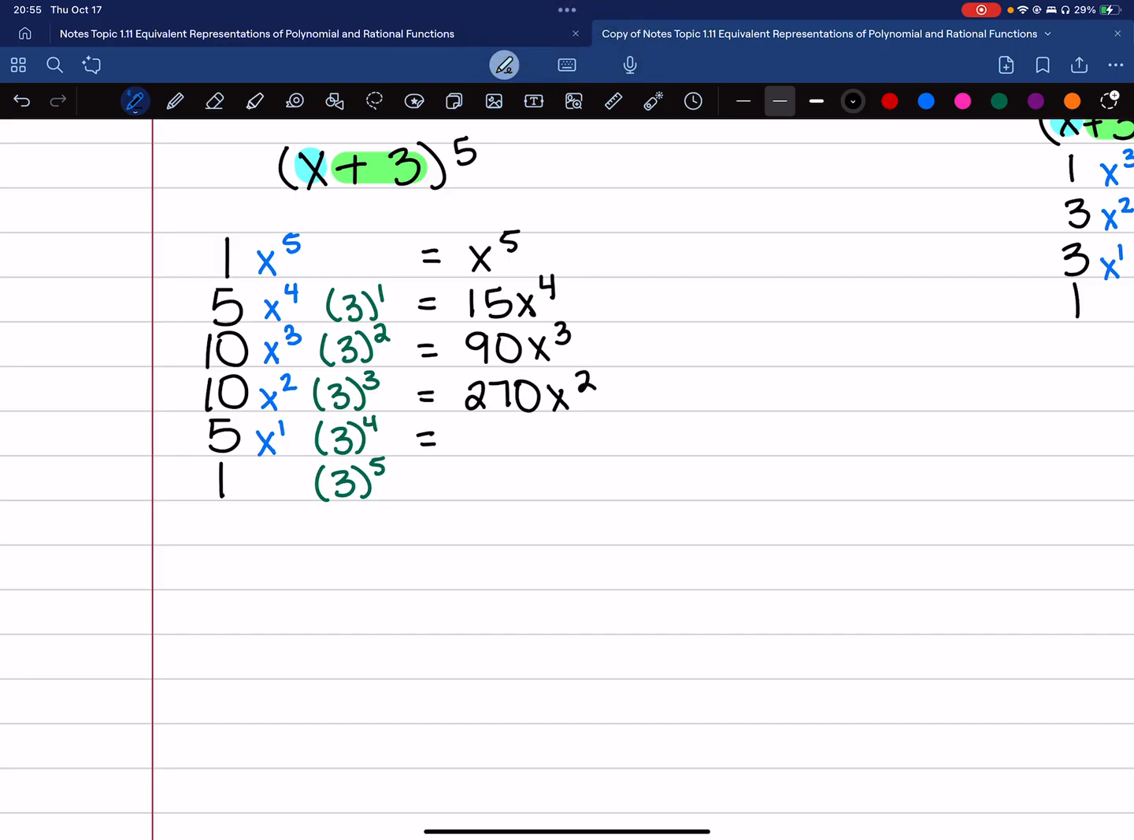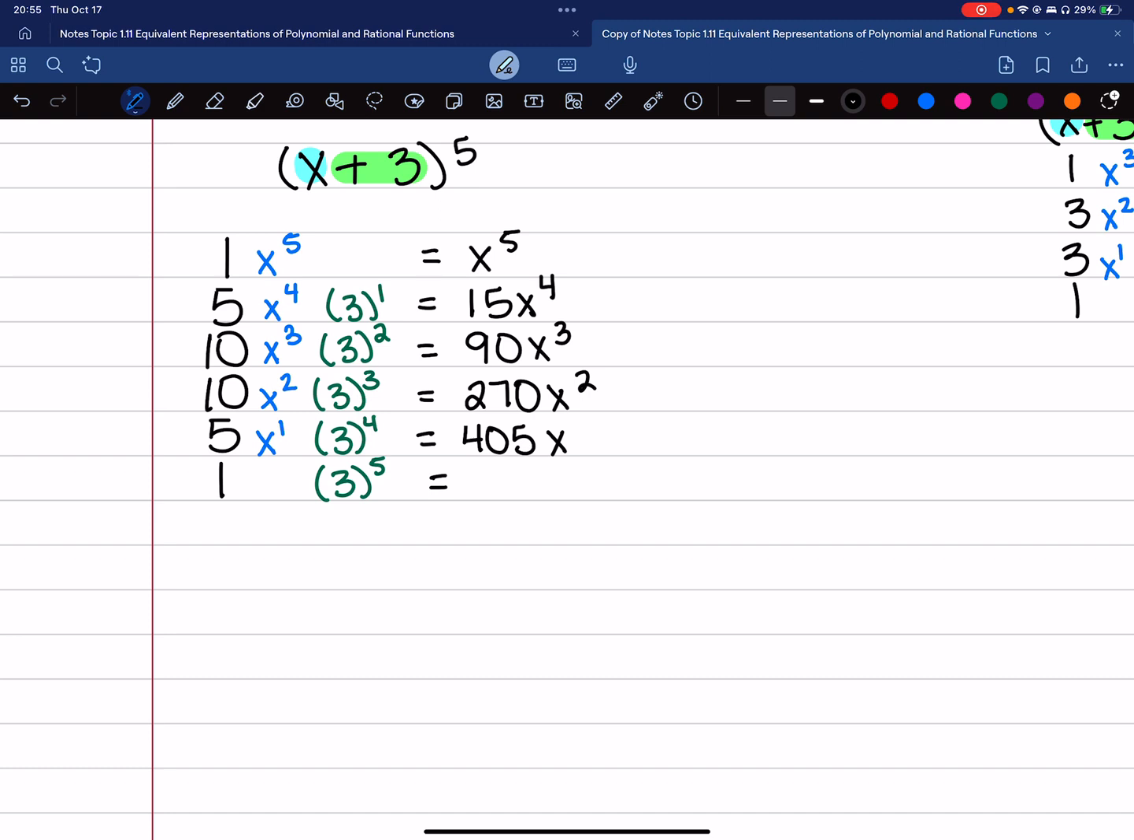From here, we have 5 times 3 to the 4th. So 3 to the 4th is 3 times 3, which is 9, times 3, which is 27, times 3, which is 81. Then we're going to take 81 times 5. 81 times 5 is 405. And then it would be x to the 1st power, which you don't have to write the exponent.